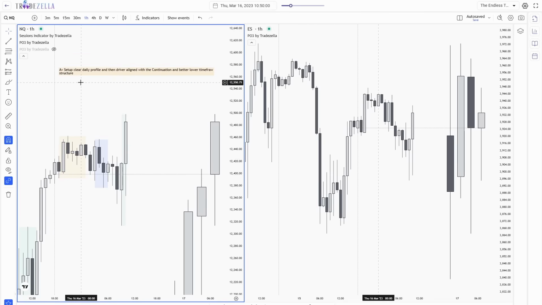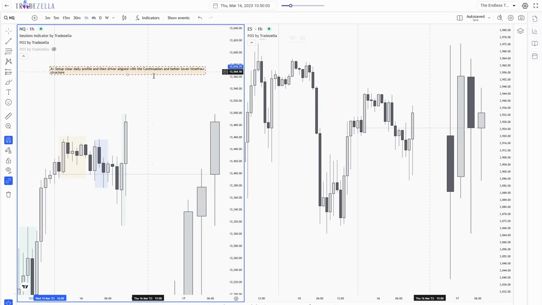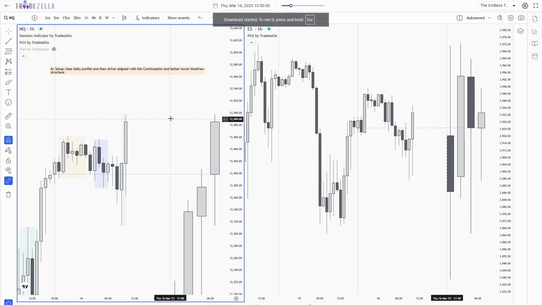So we will mark it as an A plus setup because we have a clear daily profile, consolidation, 9:30 manipulation, change in the state of delivery, New York reversal, 10M continuation higher. So this is kind of an A plus setup. Although the ES is kind of decorrelating, the NQ had a better structure and that daily target. So we will save this as an A plus setup.